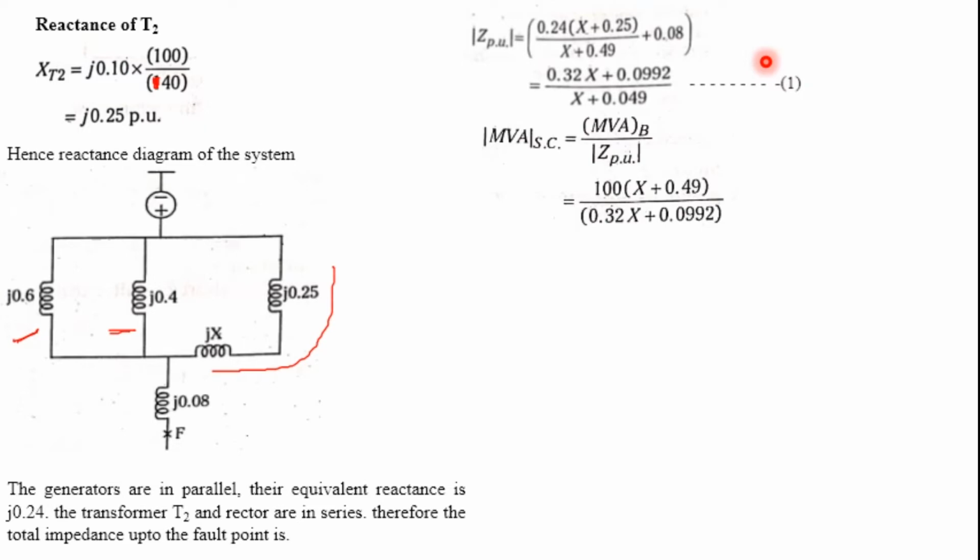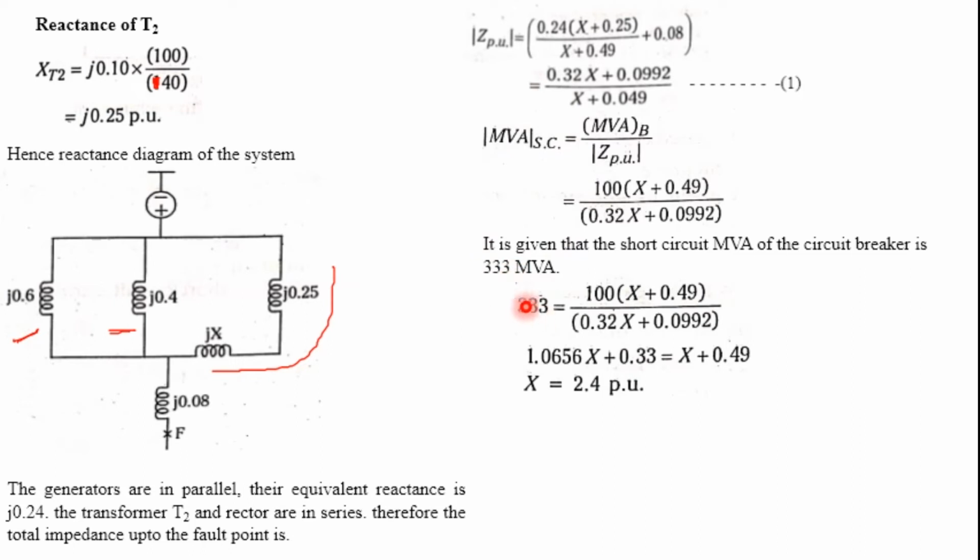We know that the equation MVA short circuit is equal to MVA base divided by Z per unit. So MVA base is 100. What we got is the Z per unit value. This is the equation. This is the denominator, this term goes to the numerator. Here we are directly simplifying that. And also we know that it is given the short circuit MVA of the circuit breaker is 333 MVA, which means MVA short circuit will become 333. So substitute this 333 value, you will get X equal to 2.4 per unit after doing all the simplification.